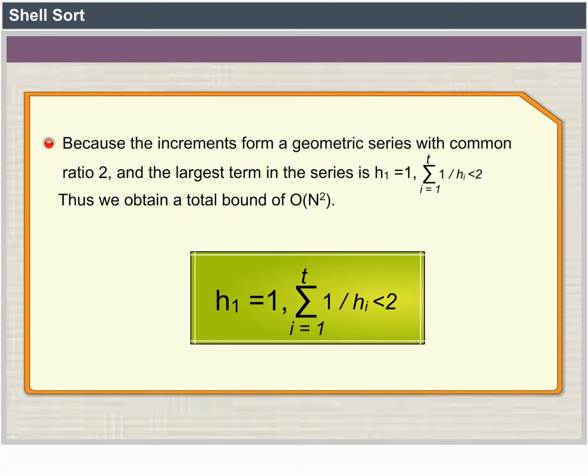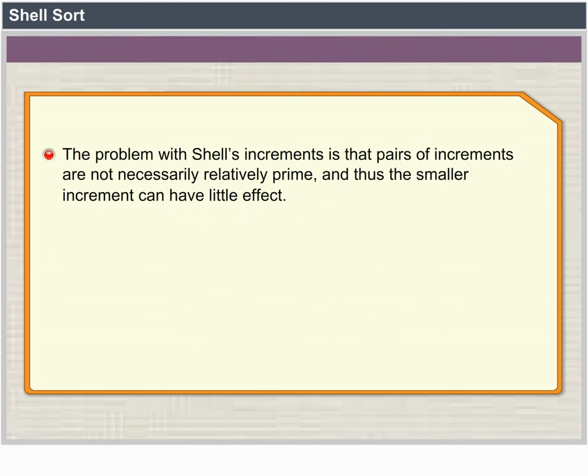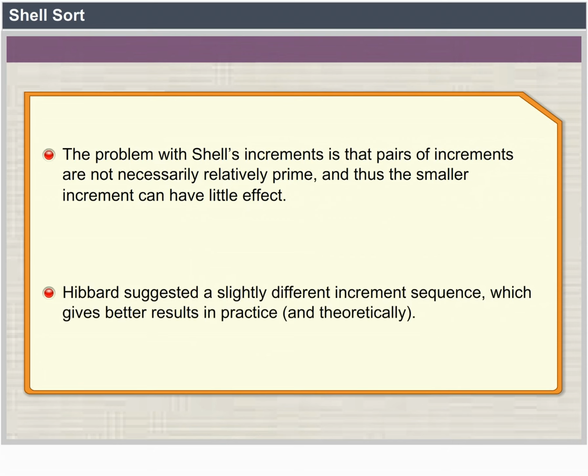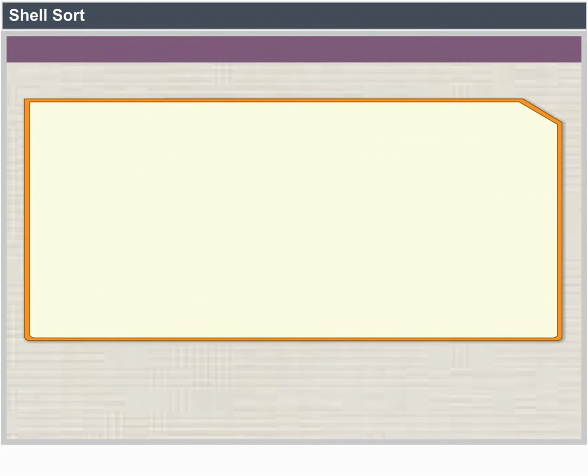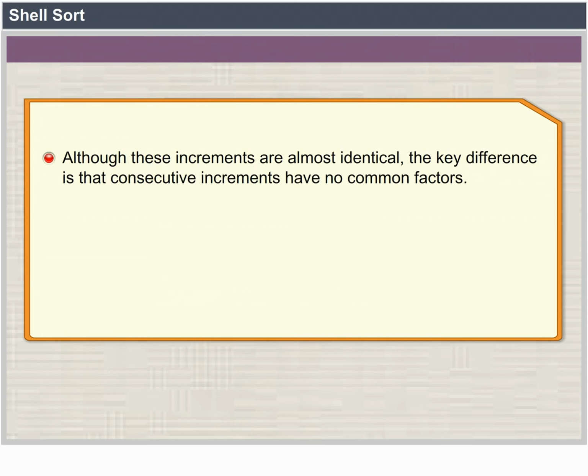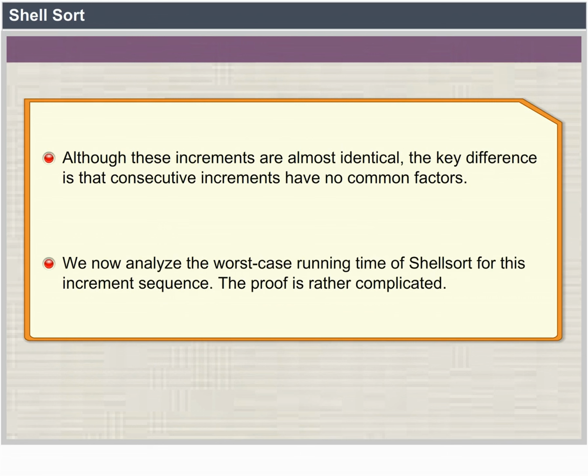The problem with Shell's increments is that pairs of increments are not necessarily relatively prime, and thus the smaller increment can have little effect. Hibbard suggests a slightly different increment sequence which gives better results in practice and theoretically. His increments are of the form 1, 3, 7, and so on, up to 2 to the power k minus 1. Although these increments are almost identical, the key difference is that consecutive increments have no common factors. We now analyze the worst case running time of shell sort for this increment sequence. The proof is rather complicated.